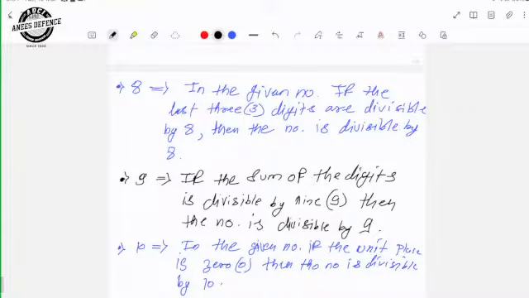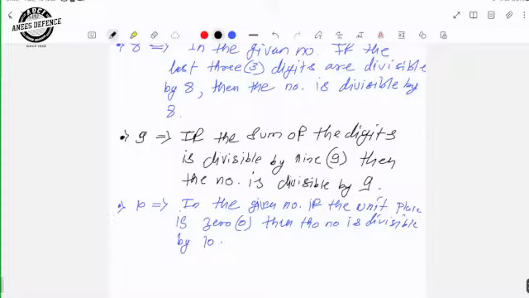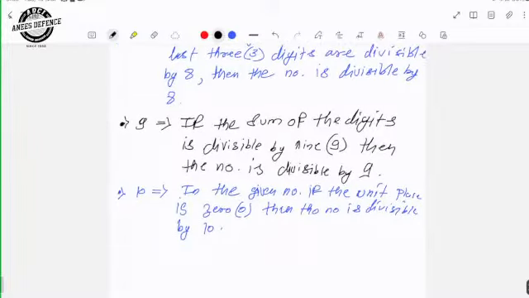Okay, you got my point? It doesn't matter which number is at the unit place. It only matters that when your sum is divisible by 9, then the whole number is divisible by 9. Okay, the next. For 10, it's very easy. At the unit place, the digit should be 0. Then the given number is divisible by 10. Okay, I think the points up to here are clear. Yes or no? Yes, sir.